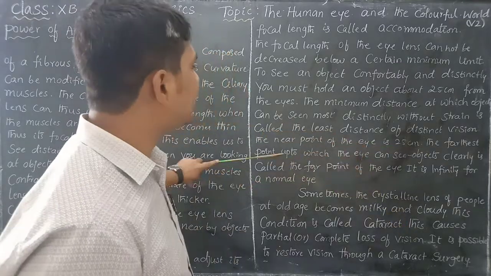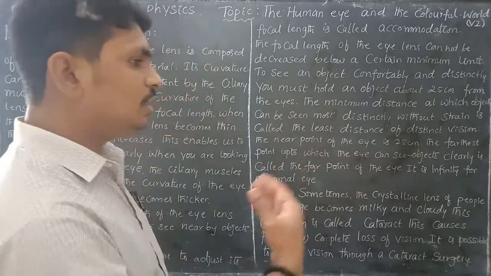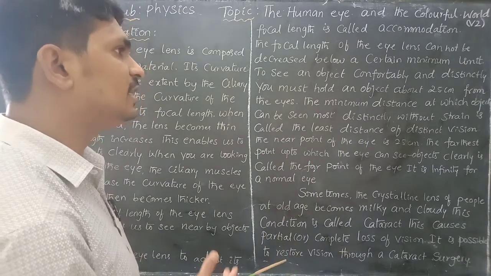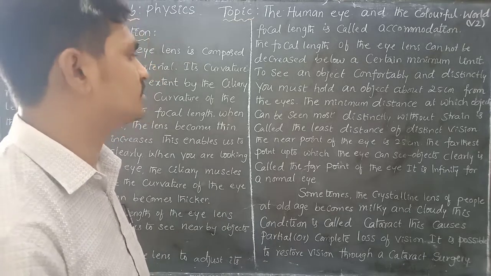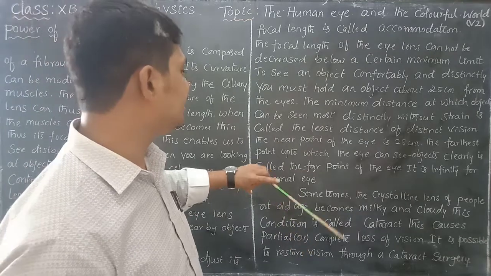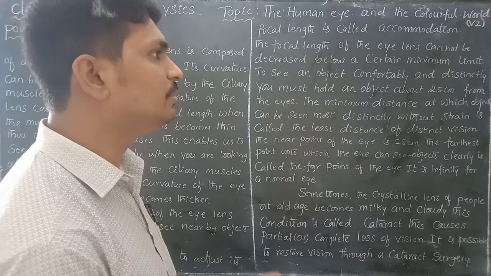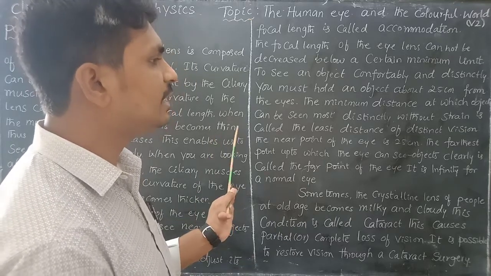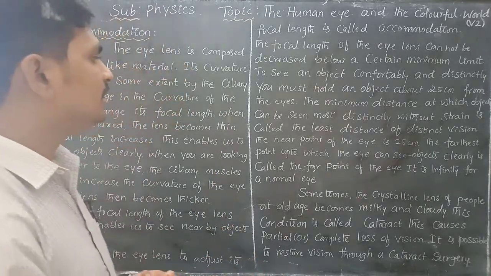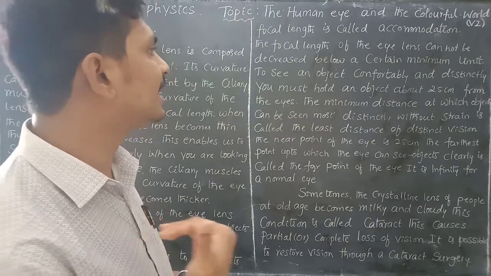The farthest point up to which the eye can see an object clearly is called the far point of the eye. If you move the object further away, you can see it even if the object is at infinity. This is called the far point of the eye. The far point of the normal eye is infinity. So you can see objects between 25 cm and infinity, within this range, without any strain, distinctly, comfortably and clearly.